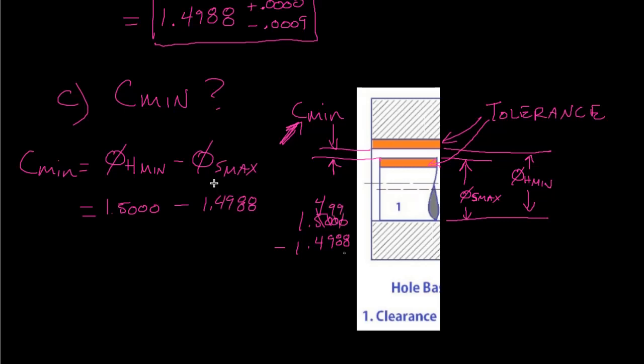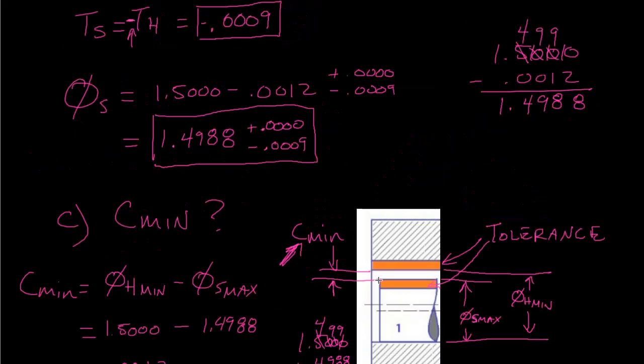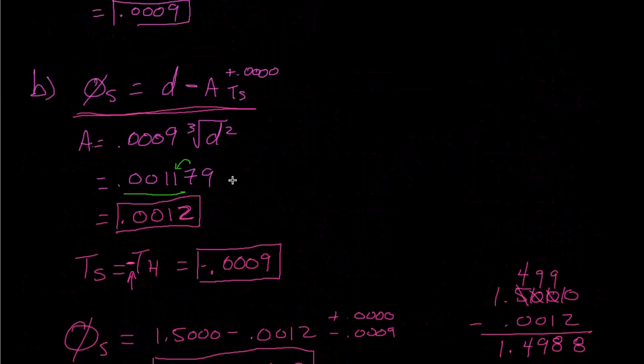So 10 minus 8 is 2, 9 minus 8 is 1, 9 minus 9 is 0, 4 minus 4 is 0, 1 minus 1 is 0. So the minimum clearance is 0.0012. And that's a familiar number because it is in fact the allowance.